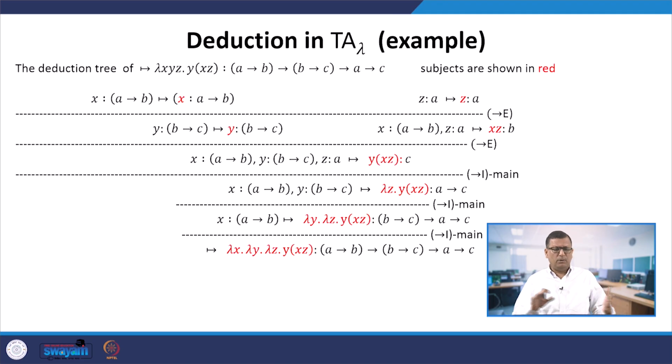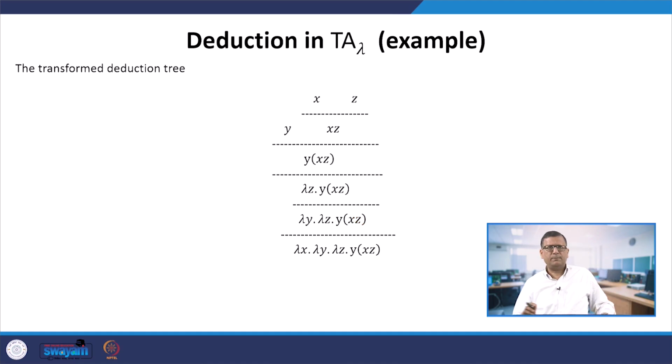Now again we want to discuss the similarity between the deduction structure of this formula in T lambda and the construction tree. So this is the deduction of this formula in T lambda, and the subjects are shown in red. When we transform to the tree, we only keep these subjects and erase the context and the types. So these are the subjects at different points. Here it is x, it is z, here it is xz, it is y, here it is yxz, here it is lambda z dot yxz, lambda y dot lambda z dot yxz, and it is lambda x dot lambda y dot lambda z dot yxz.